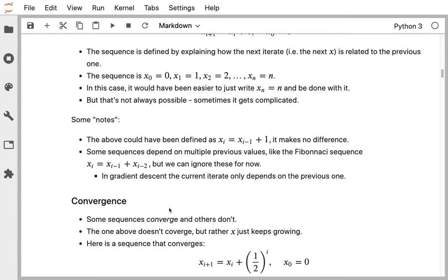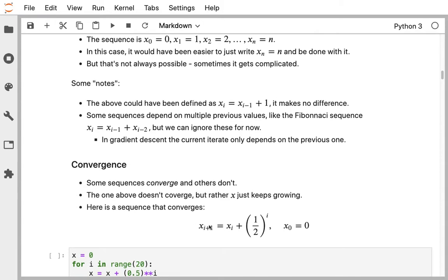Okay, so there's this idea of convergence. Some sequences converge, meaning they slowly approach a certain value as you increase i. So the one above doesn't converge. It just goes 1, 2, 3, 4, 5, 6, 7, and just gets bigger and bigger and bigger. But here's a sequence that does converge. The next iterate is the previous one plus 1/2 to the power of i, and x0 equals 0.